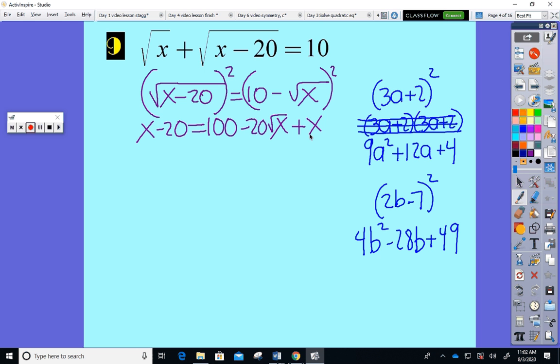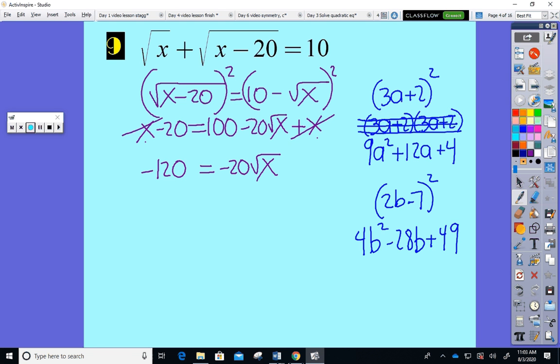Well, we're going to need to isolate the square root part again, because we're going to square again. I'm going to say I've got negative 20 square root of x, but I'm going to move everything else to the left. So what about this x? Oh, minus that x. They cancel out, so these are gone. And then what about negative 20 minus the 100?